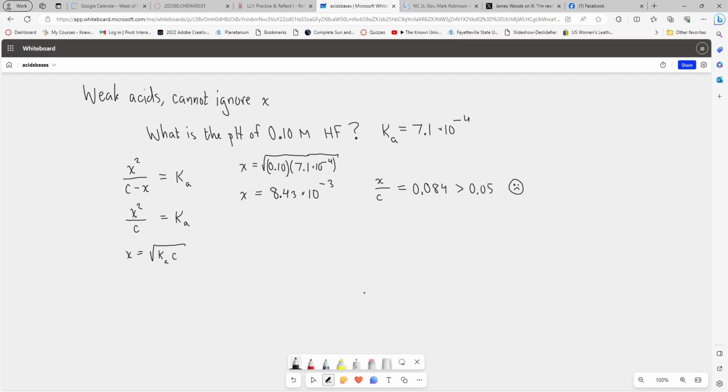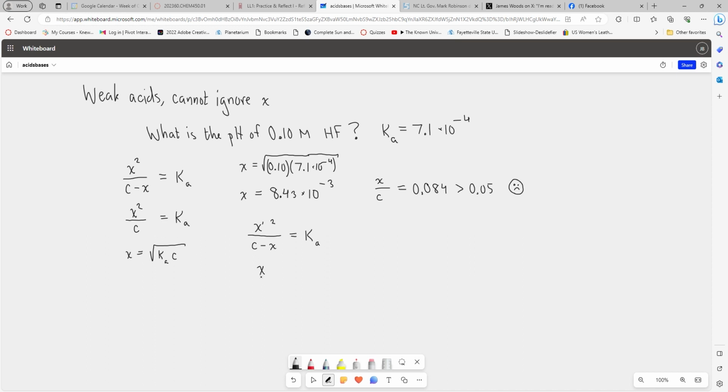So what do we do? Well, we could solve the quadratic formula, but that's a pain, so we'll do another method, which is called successive approximation. We'll take a new x, and I'll write that as x prime squared, divided by c minus the old x, equals Ka. And so the c is 0.1, and we're going to subtract the x that we just got, the 8.43 times 10 to the minus 3rd. So 0.1 minus the 8.43 times 10 to the minus 3rd. Then cross multiply with Ka and take the square root.